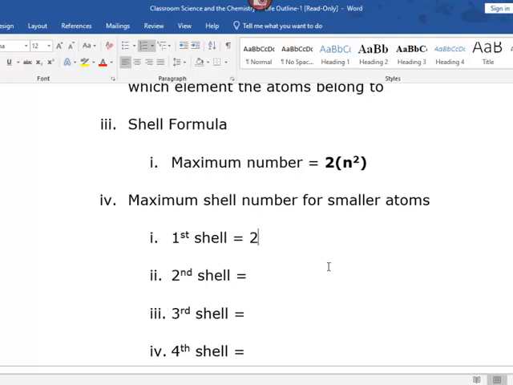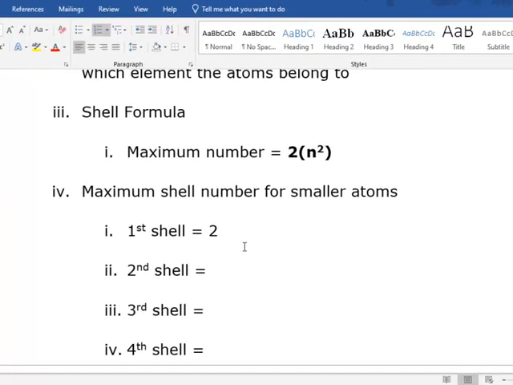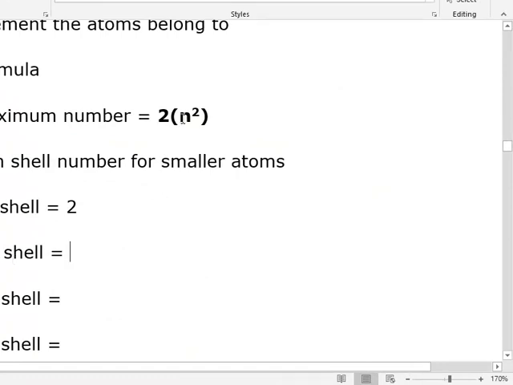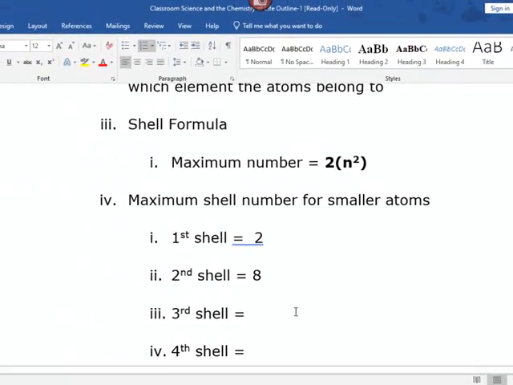Just for time's sake, I'm not going to type out electrons. But if you want to use this formula, you put a 1 where the N is. 1 squared is 1. Then times 2 would be 2. The second shell, you could put a 2 right there. 2 squared is 4. Times 2 is 8. Anyway, the second shell, no matter how big they are, can hold a max of 8 electrons.